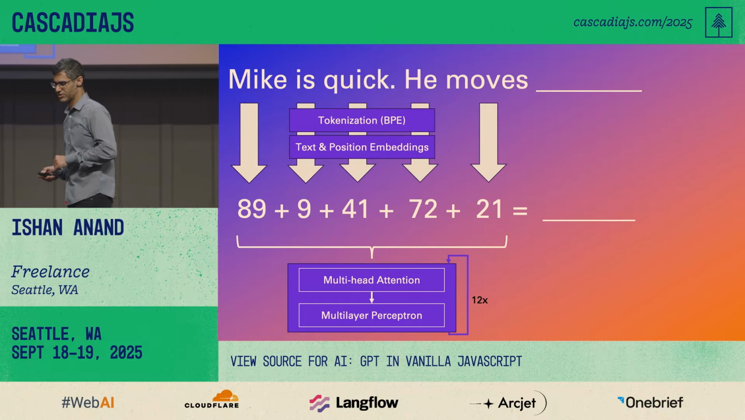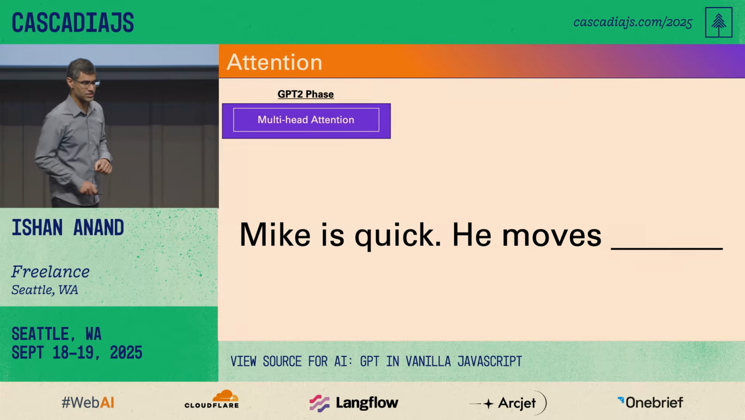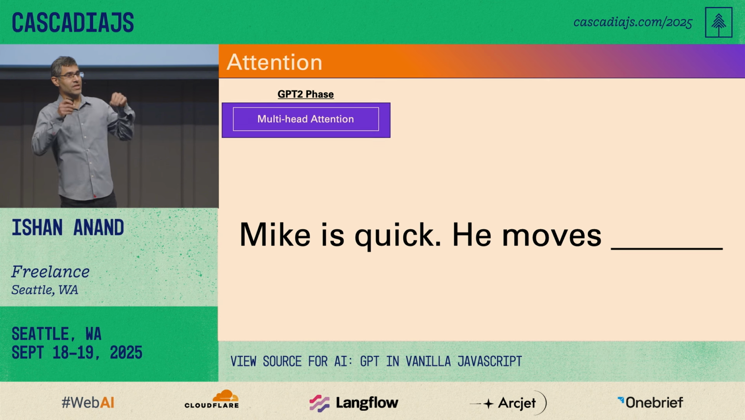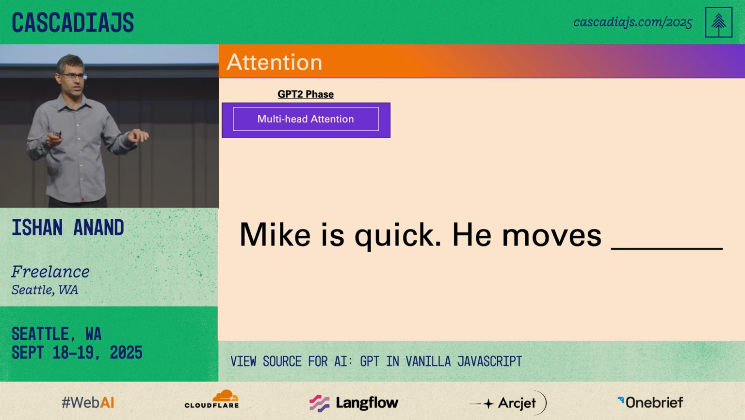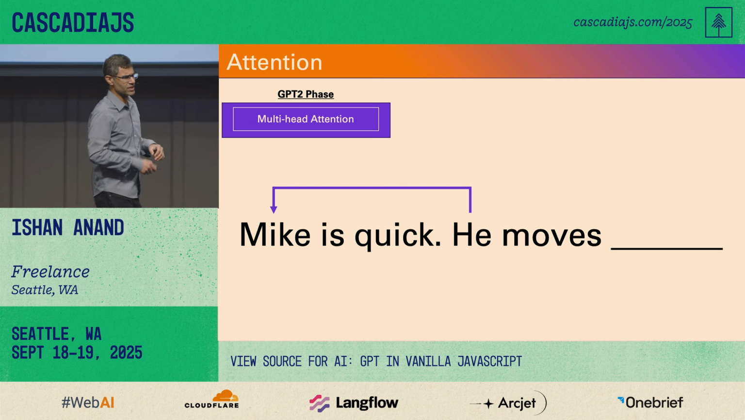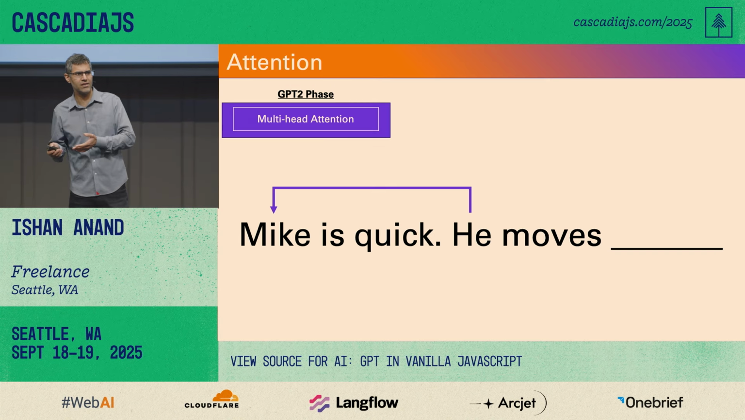And I'll dive into each of those in a little bit. So let's talk about attention. In the attention step, these words, or rather the embeddings of these words, get to talk to each other to see if they interrelate and should share context. So conceptually, you can think of like, he is a pronoun.